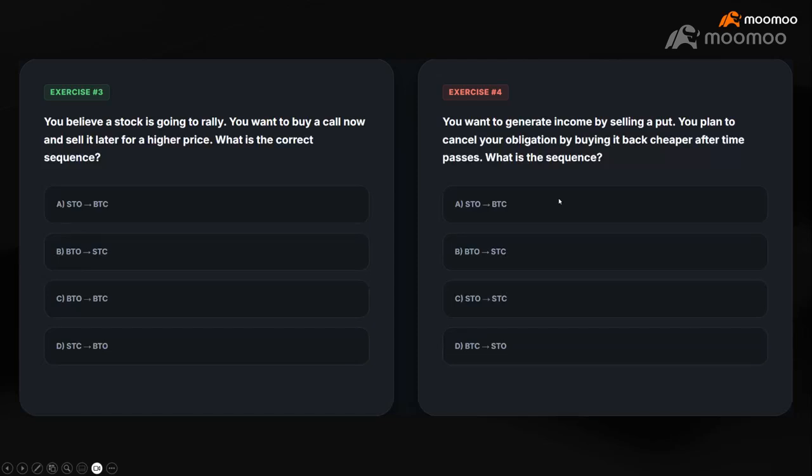Come on. If you believe a stock is going to rally, you want to buy a call now and sell it later for a higher price, what is the correct sequence? This is the first question. You want to generate income by selling a put. You plan to cancel your obligation by buying it back cheaper after time passes. What is the sequence?